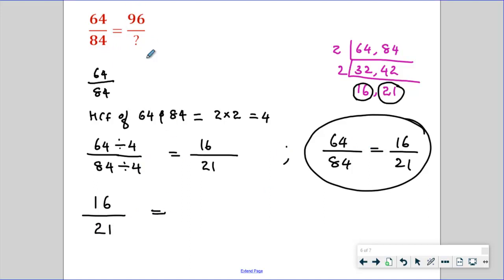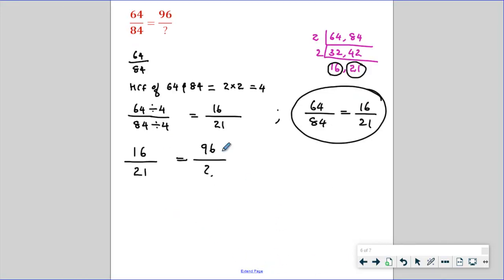So that is equal to 96 over the unknown. For that, again, the numerator is 16, and 16 becomes 96, with denominator 21. Now we want to find which number. Here 16 is a small number and 96 is a big number, so definitely we have to multiply. Which number do we have to multiply by so that 16 becomes 96? Here both end in 6, so you can check randomly: 6 into 6 is 36.